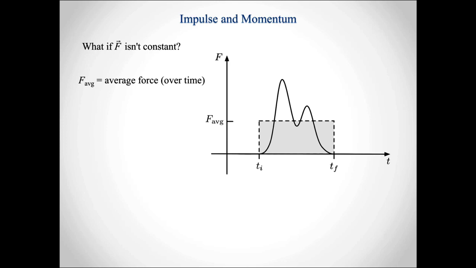So what if F isn't constant? We set up that equation in the context of having a constant force. What happens if our force isn't constant? Well, one way we can deal with it is we can think about some average force, the average force over time. So we have here a plot of force versus time, and you can see that the force itself is rather complicated. There's a couple of peaks, but it basically starts at some initial time ti and ends at some final time tf.